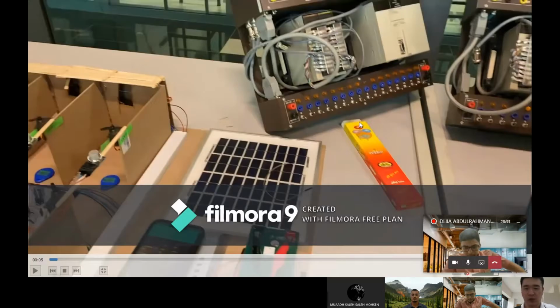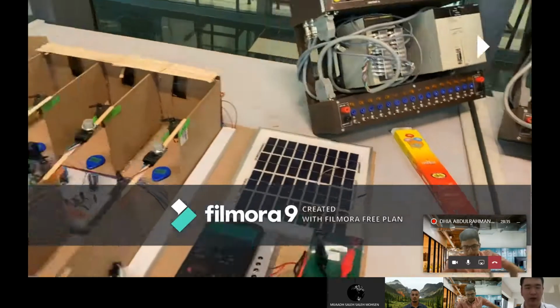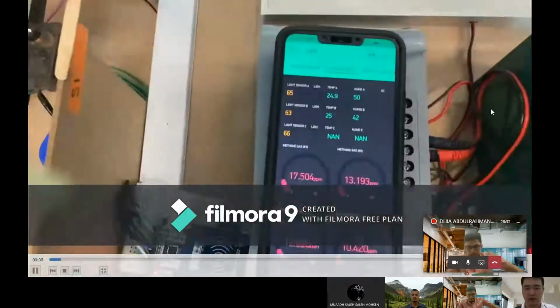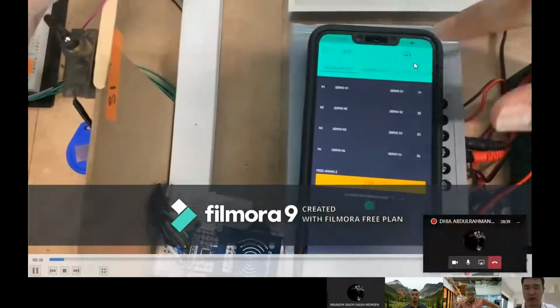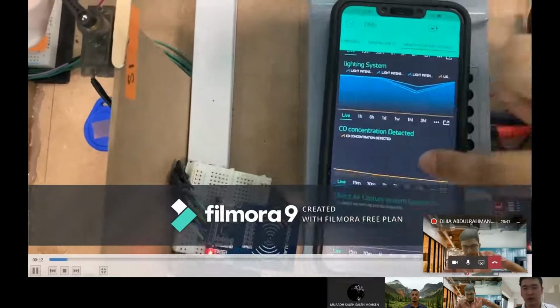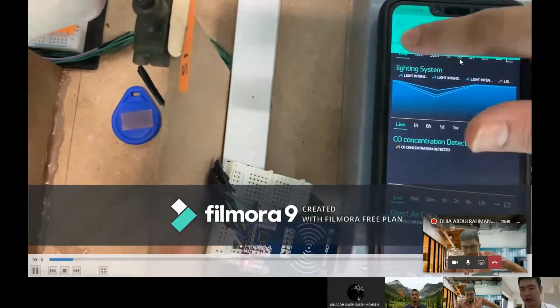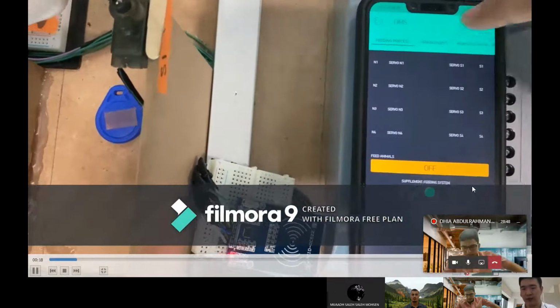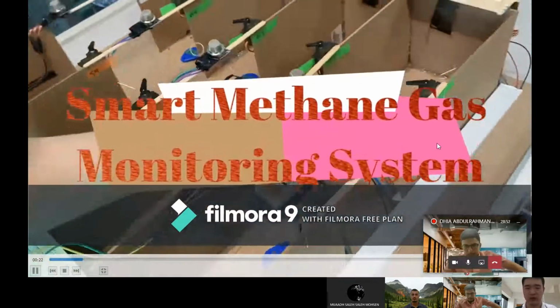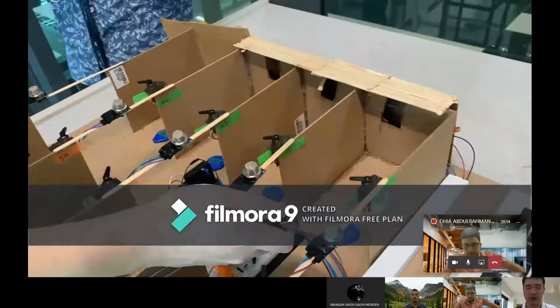Here is the demonstration of our integrated system. This is the overall GUI that we have designed. It contains the graph, the display, LED, button, and so forth. I'll pass to Dia to explain the following part.